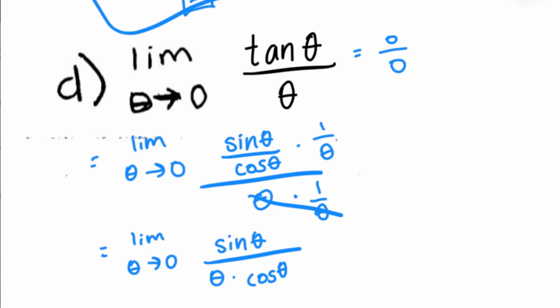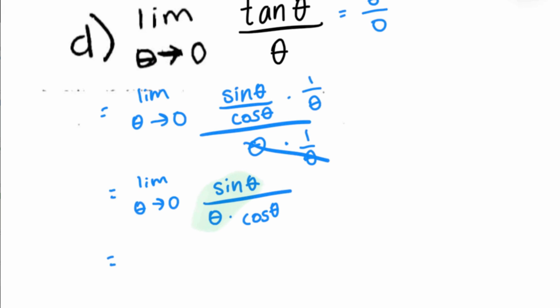Do you see the special trig limit? Try to find it before I highlight it right now. Do you find it? It's right here. Sine of theta over theta. The argument is the same as in the denominator. So I know that will go to 1.